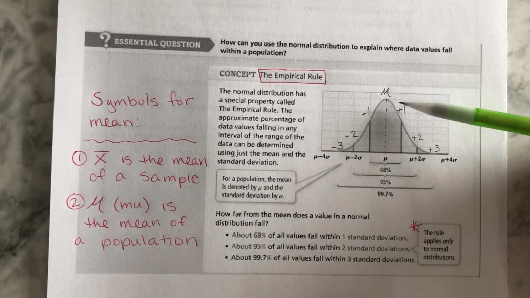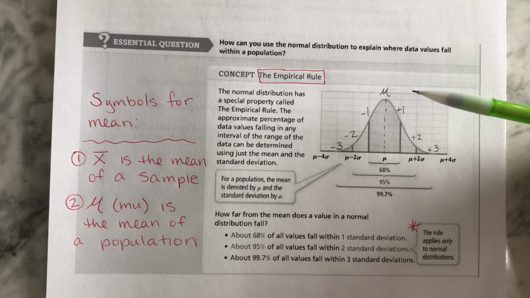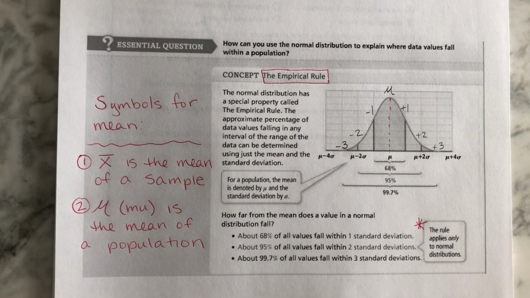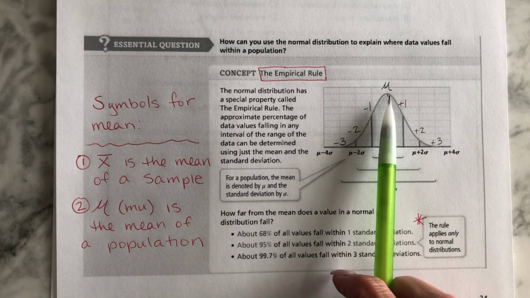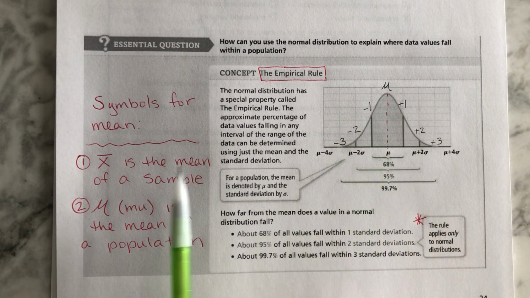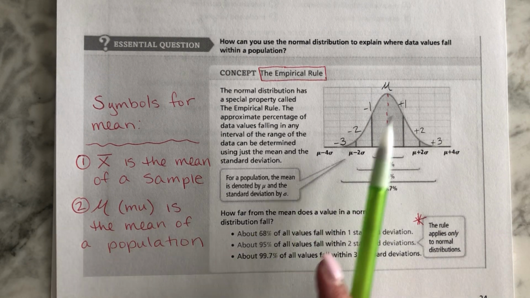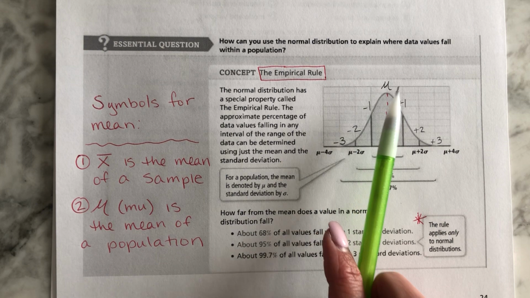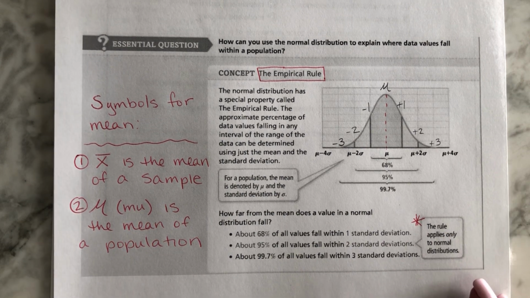So if you notice, I used a different symbol for mean up here. In the last section, we used the X bar. So what makes the X bar different from this symbol, called mu, is that the X bar is the mean of the sample, whereas the mu symbol is used for the mean of the population. So we're looking at the mean of an entire population here.